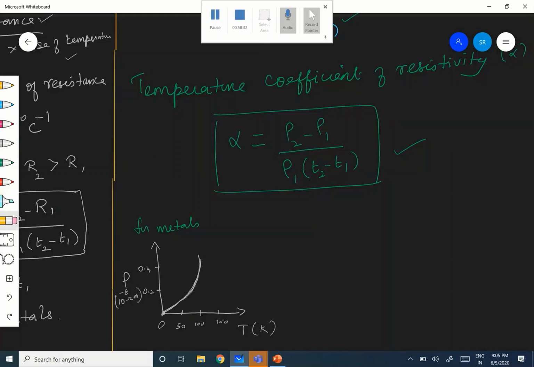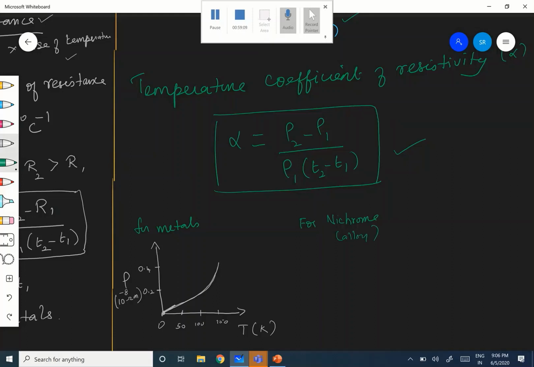Even better, see how nicely it increases like that. Right. Next one is for constantan. First I will do nichrome, and after that I go to constantan. Nichrome is nothing but an alloy.